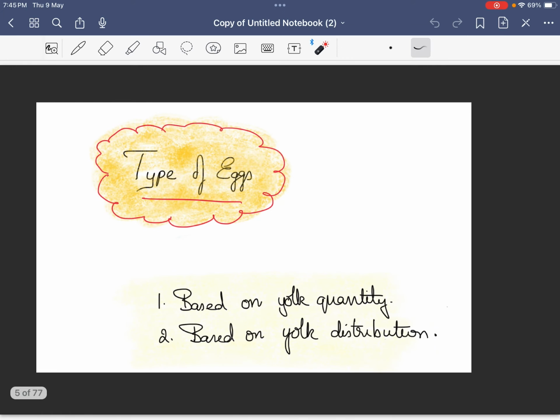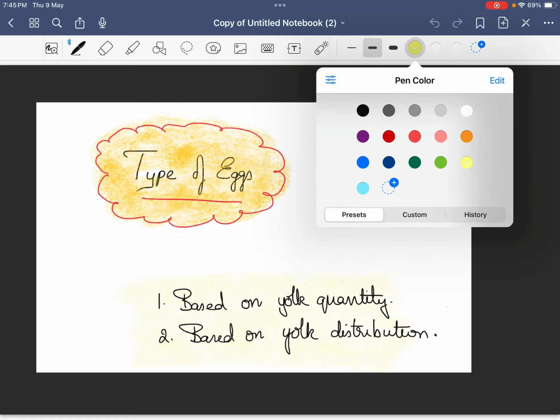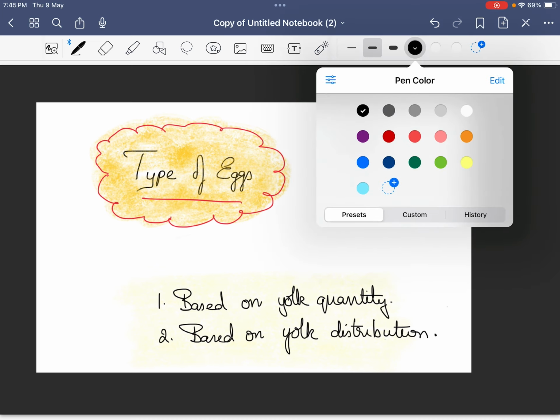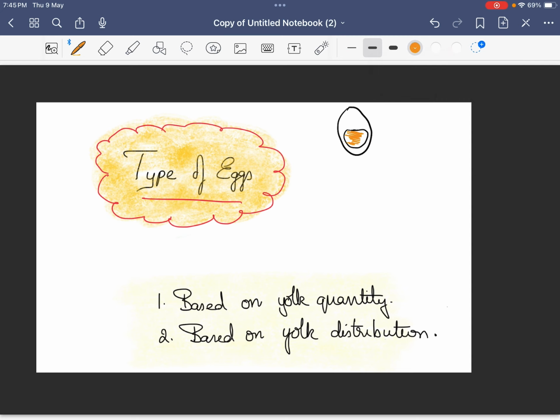Types of eggs are basically classified on the basis of yolk quantity, that means the quantity of yolk that is present. Now you may have a question: what is a yolk? Hope you have seen a chicken egg. In a chicken egg, the yellow colored portion is what you call the yolk of the egg. In the chicken egg, the yolk part is actually a little bit more, because you know that chick eggs hatch outside the mother's body.